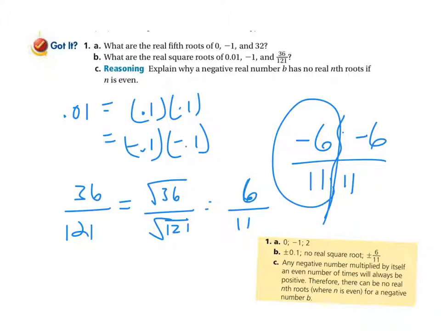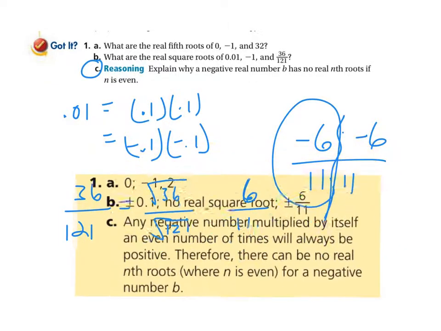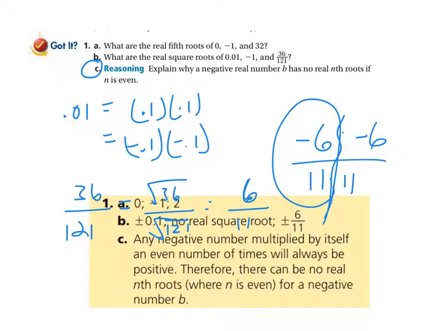And finally, let's get down to the Got It C here. Explain why a real negative number b has no real nth roots if n is even. And again, that gets at the whole heart of everything we've been talking about here: any negative number multiplied by itself an even number of times will always be positive. Therefore, there can be no real nth roots where n is even, for a negative number b. In other words, the negative's wiped out, right? When you square it, or raise it to the fourth power or the sixth, anything even wipes out the negative. So you can't have a negative for the nth root of that.